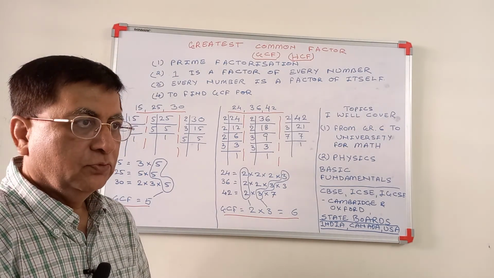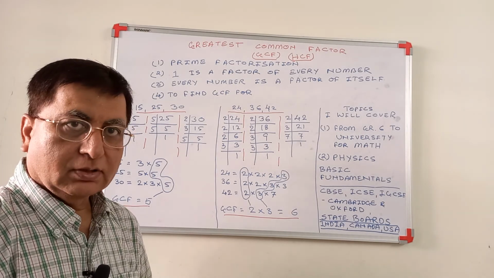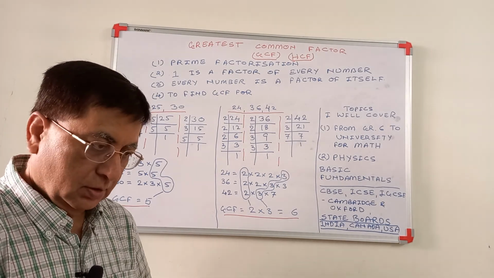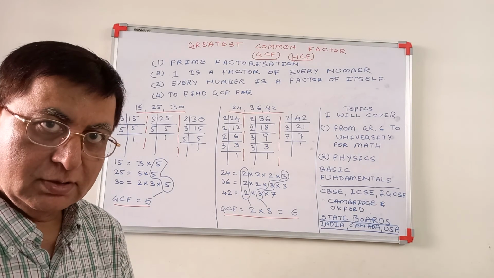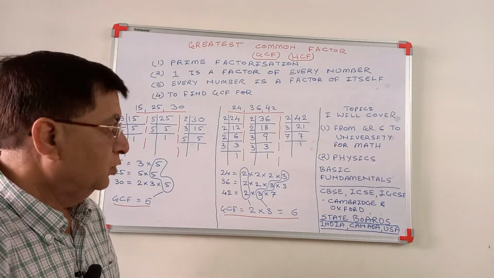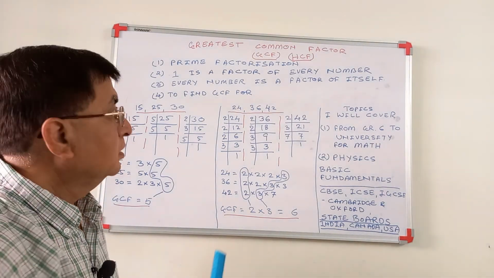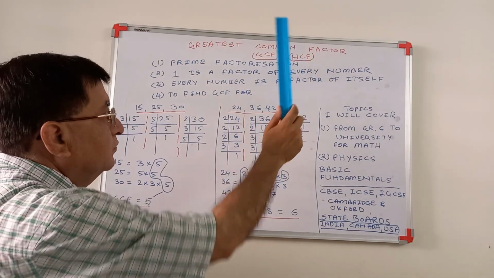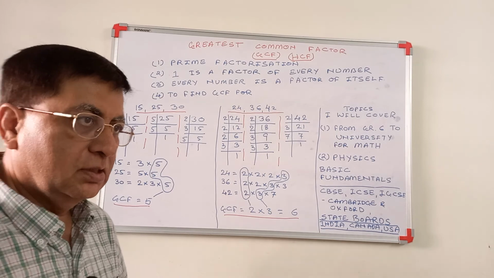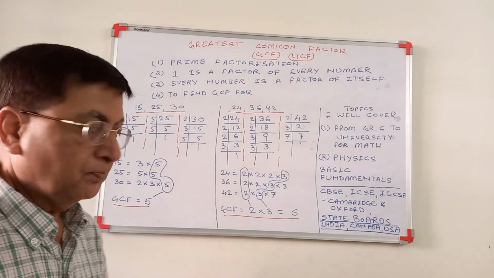In the previous video we have seen how to find factors, multiples and how to do prime factorization. Now in this video we are going to see how we can find the greatest common factor. This is also known as GCF and HCF. HCF means our highest common factor, right?